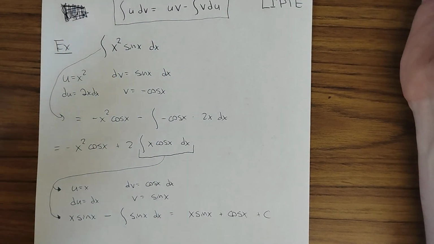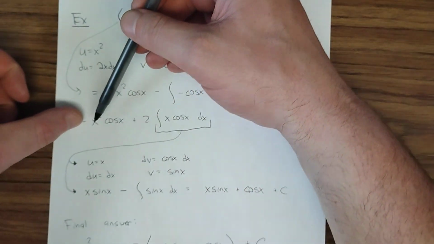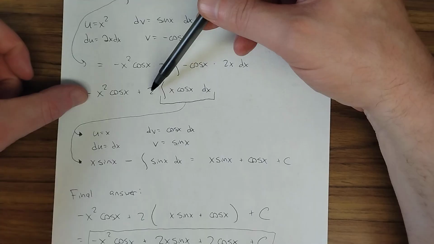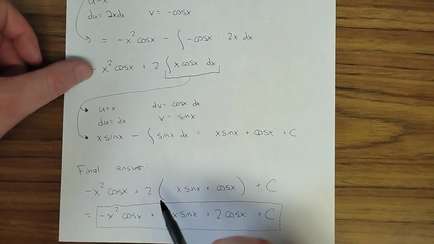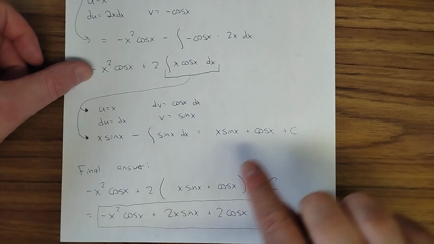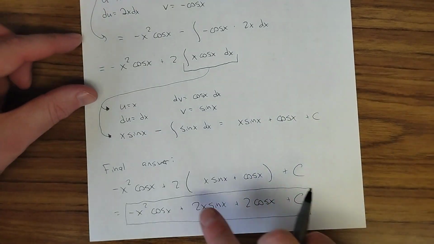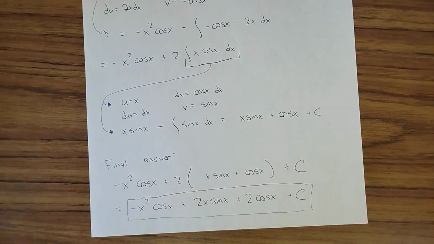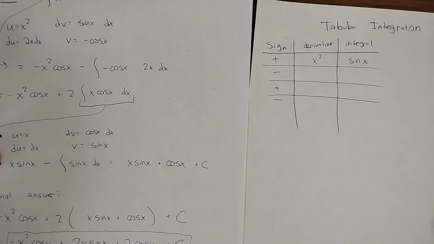Okay, and then we just have to put our answer together. So I go back up here, I write minus x squared cosine x, that's there, and then plus 2 times this thing that we just figured out. So I go 2 times the answer that we just got. So I put this here. And then I distribute the 2, and that's it. But like I said, there's a faster way.